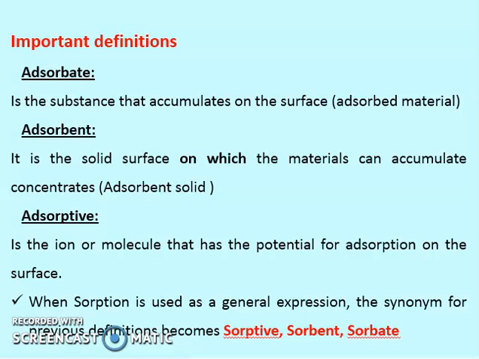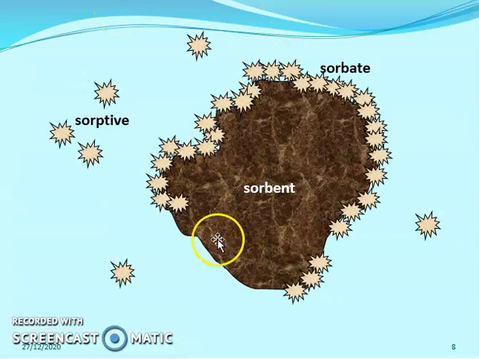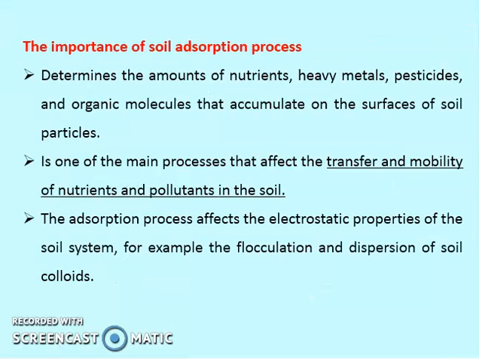If you are using the expression sorption, then sorbative, sorbent, and sorbate should be used instead of the previous three expressions. These let you distinguish between the three definitions. The sorbent is a soil particle. The sorbate is the ion or molecule which is accumulated on the surface of the soil particle. Sorbative is the ion that has the ability to adsorb to the soil, or to sorb in the soil.